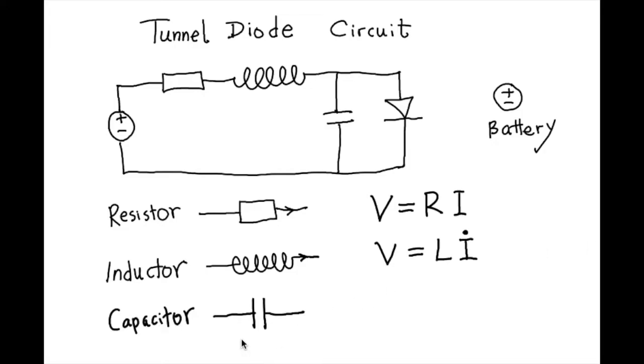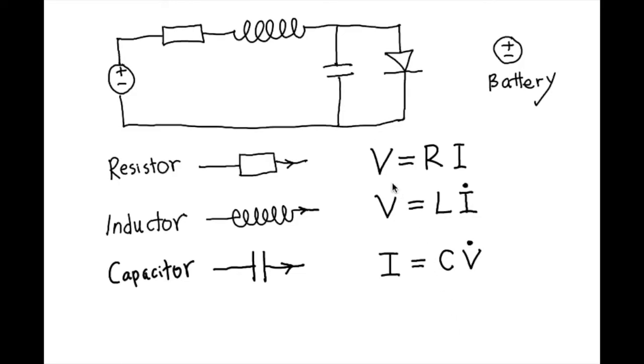Next, we have the capacitor. Again, if the current flowing through the capacitor is I, and the voltage decrease along the direction of the current is V, then I and V satisfy this equation. Here C is a constant called the capacitance of the capacitor. The quantities V and I are related by a number, so these relationships are all linear.